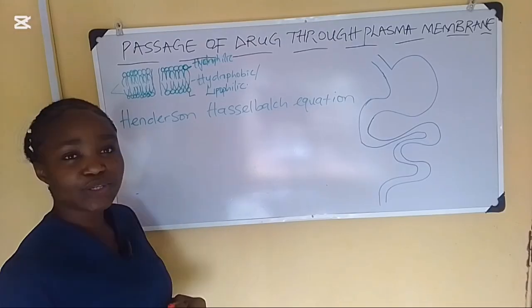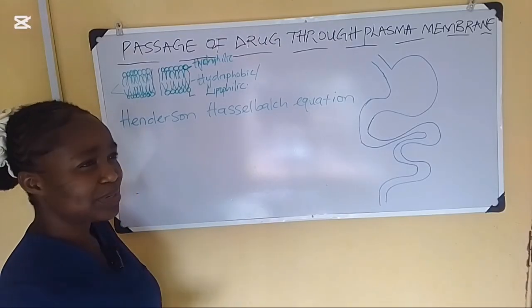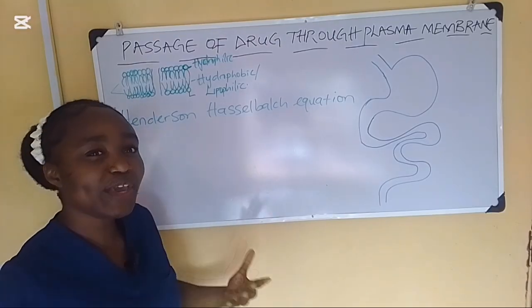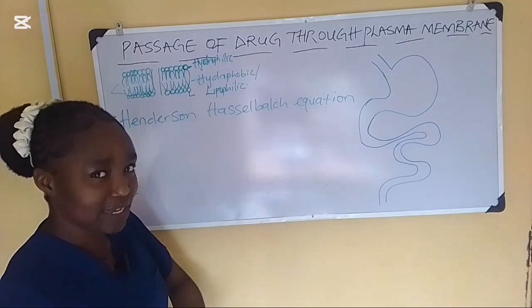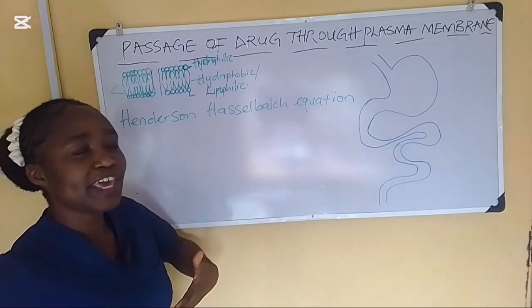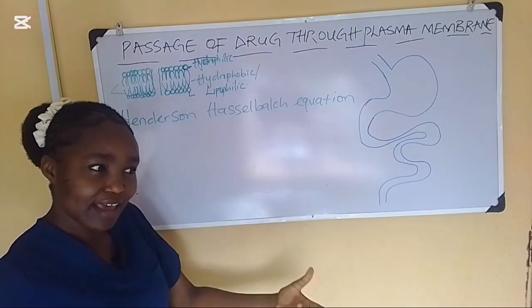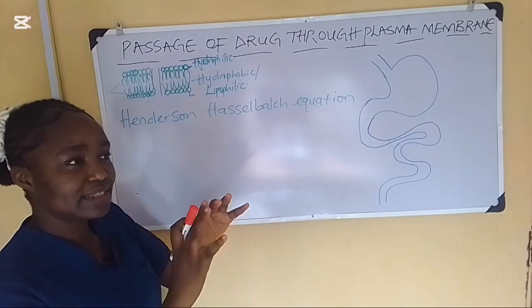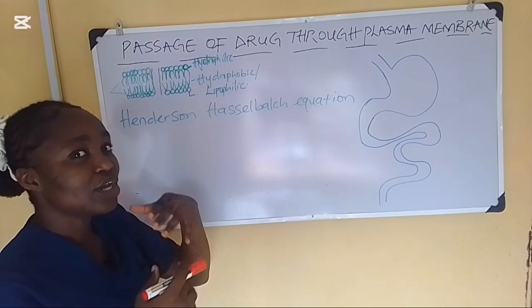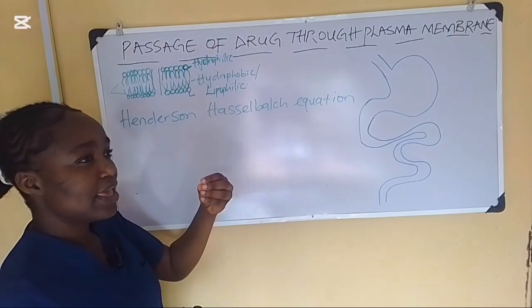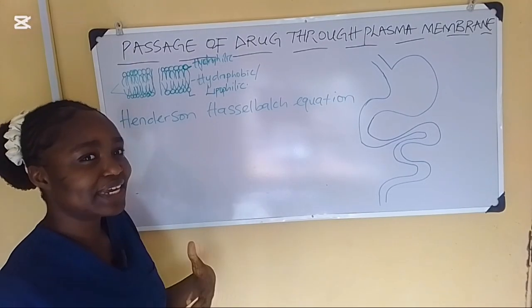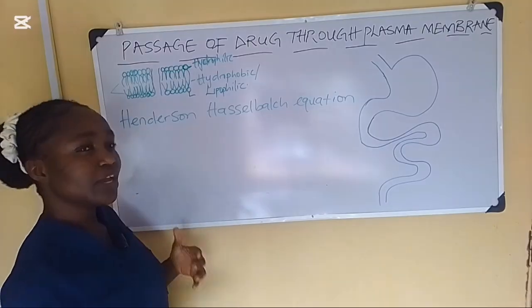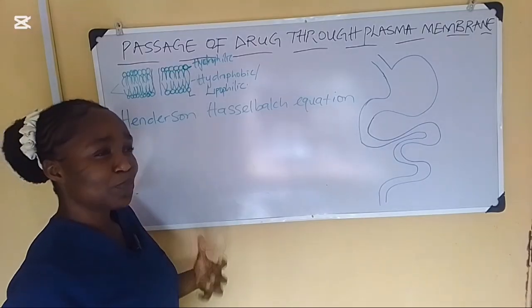Now, what does this equation simply signify? This equation simply says that drugs that are in the form of weak organic acids would be able to cross a membrane that is acidic in nature, and a drug that is in a weak organic base form will be able to cross a membrane that is basic. Right, now let's think about some membranes.